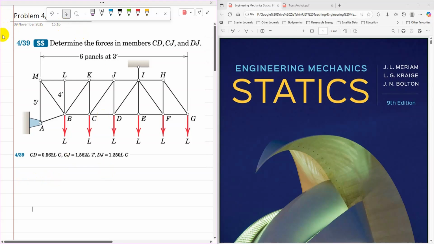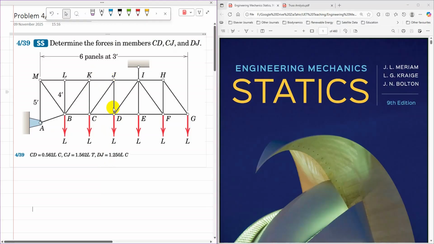This video tutorial is the solution to problem 4/39 from Engineering Mechanics, Statics, 9th edition by J.L. Meriam, L.G. Kraige and Jen Bolton. The statement of the problem is: determine the forces in members CD, CJ and DJ. So in this truss we need to find the member forces CD, CJ and DJ.